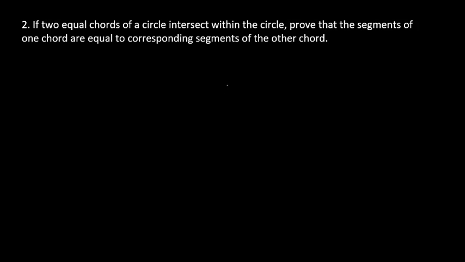Now let us see the second question first. If the two equal chords of a circle intersect within the circle, prove that the segment of one chord is equal to the corresponding segment of the other chord. So let us understand what this question is. So in a circle, I have two equal chords.